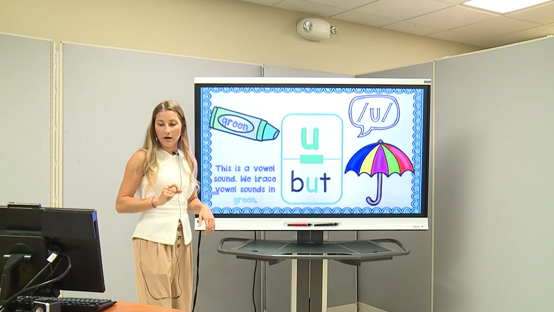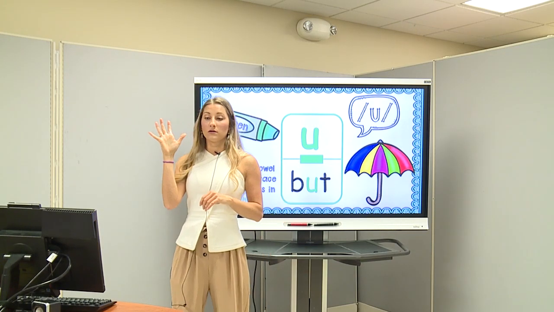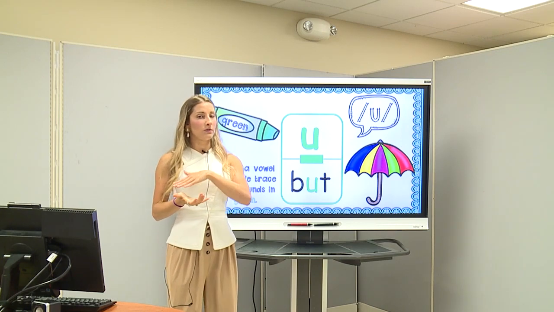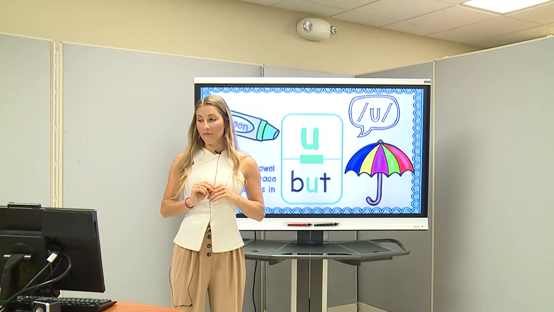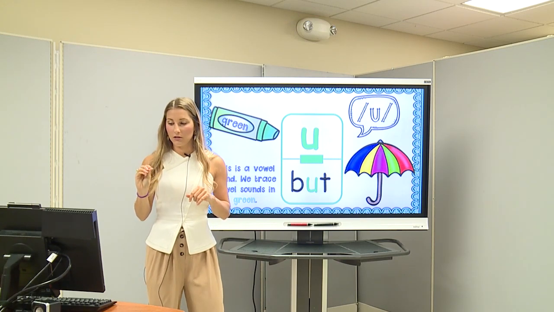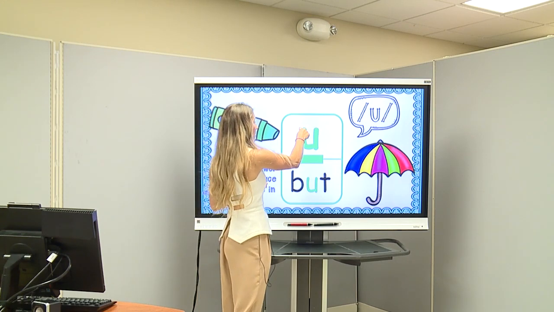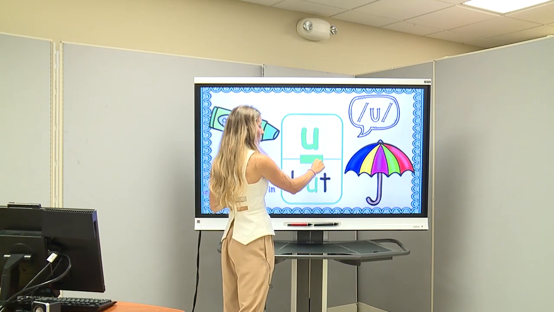This is a vowel sound, and we trace the vowels. If you have a piece of paper or anything, you can take it. We normally trace our vowels in green, and our consonants we trace in red. If you have a green marker or anything like that, you're more than welcome to do so. We're going to trace the vowel sounds in green. So you would bring it all the way up and then pull it back down.